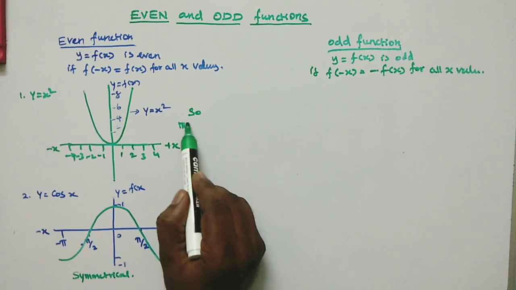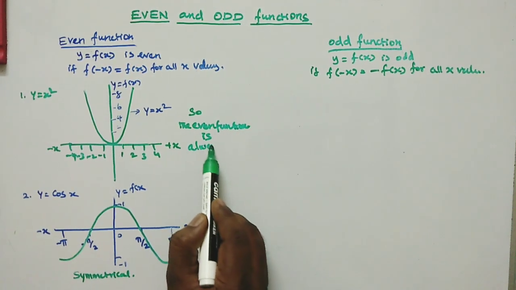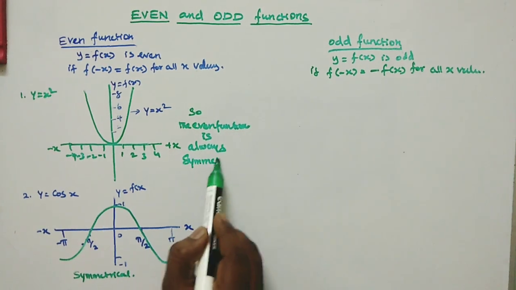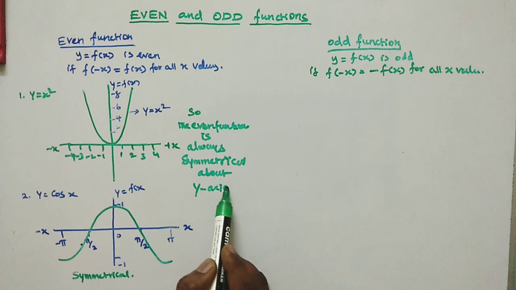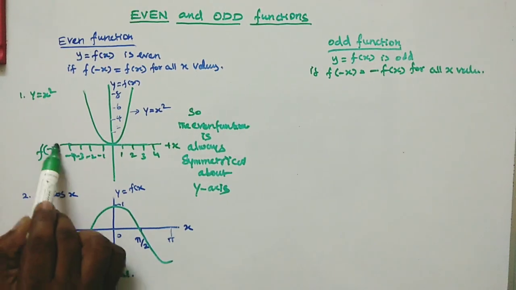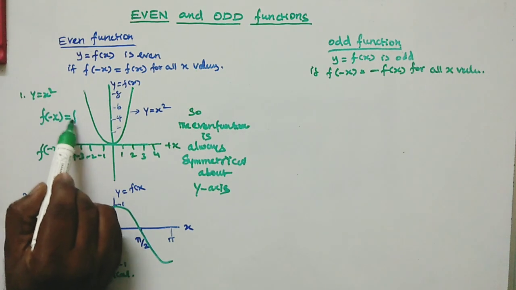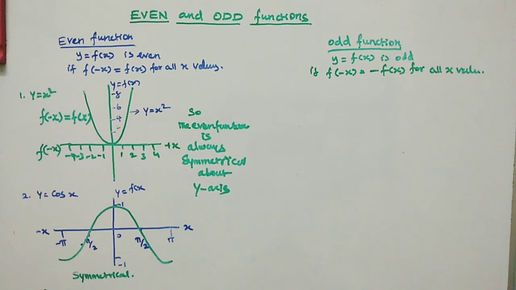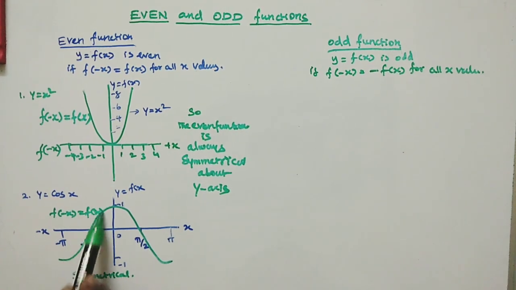So the even function is always symmetrical about the y axis. And also we can write this relation here. This is f of minus x, this is f of x, then f of minus x is equal to f of x. And here also we can write f of minus x is equal to f of x.